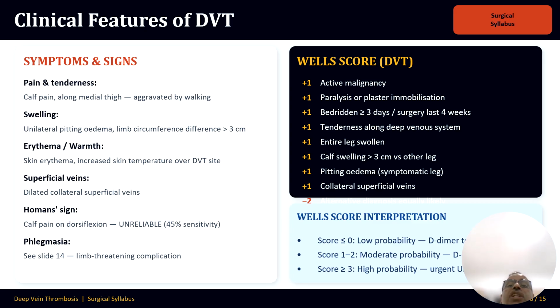And if the score is more than or equal to 3 on the Wells score, then there is a very high probability of this patient having a deep vein thrombosis, and in such cases, urgent intervention should be done and immediate treatment should be started.